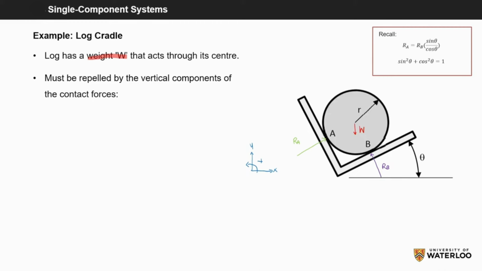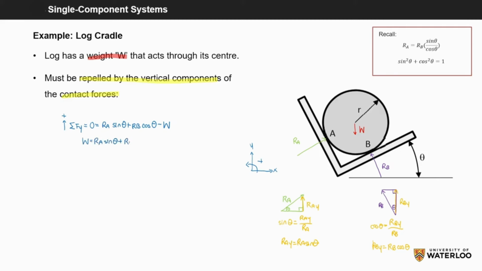For the log to be in equilibrium, this downwards force must be cancelled by the upwards forces from Ra and Rb. Using trigonometry, we set up right triangles with the forces Ra and Rb in relation to the angle theta. We can obtain that the sum of forces in the y direction, with positive forces upwards, is equal to 0 and equal to Ra sin theta plus Rb cos theta minus W.